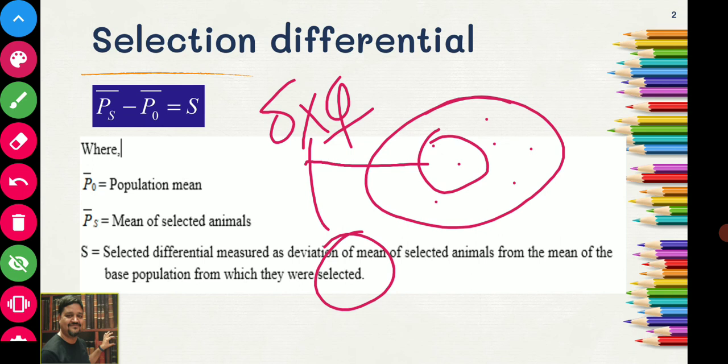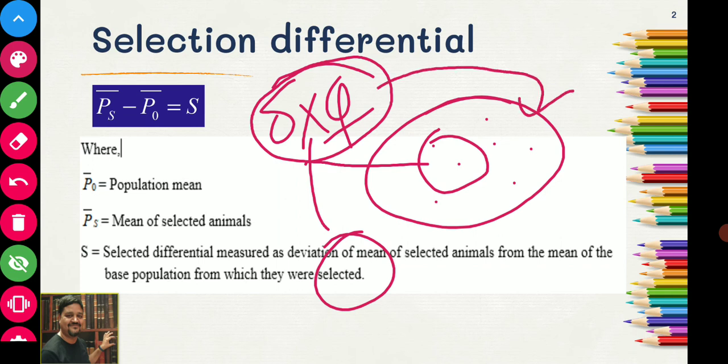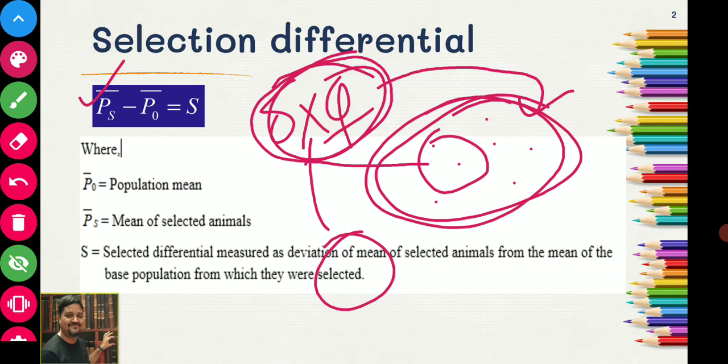So what we have to do is take the performance of these two animals, take their average, and subtract the average performance of the population. That is called selection differential. In notation, selection differential S is equal to PS bar minus P0 bar. PS bar means the average of the selected population, these two, and P0 bar means the average of the original population, and S is the selection differential. Now this was about the selection differential.